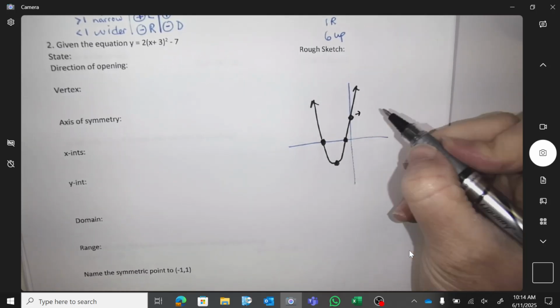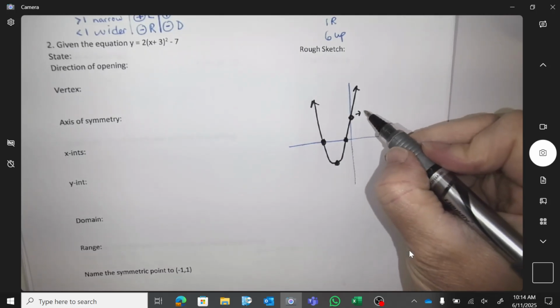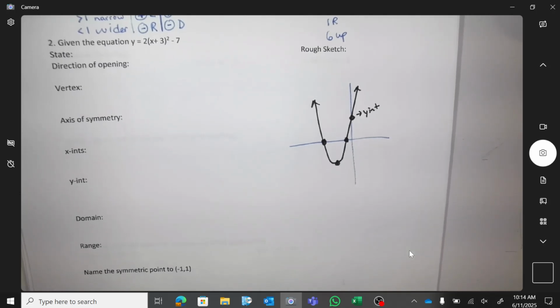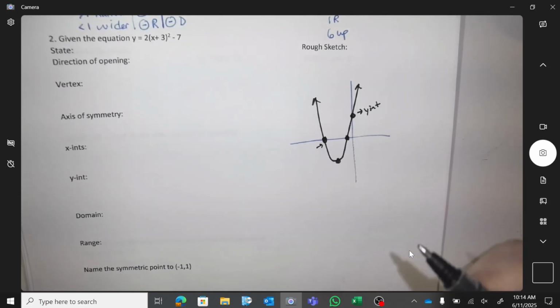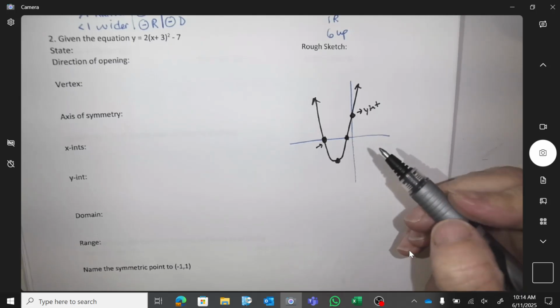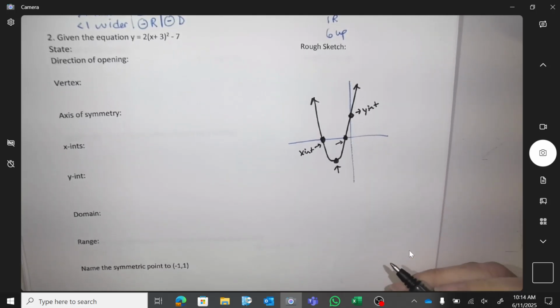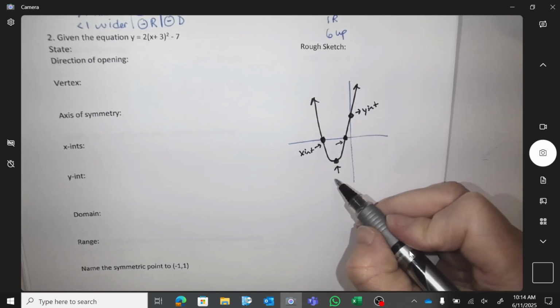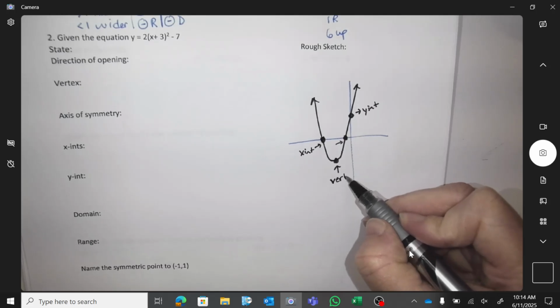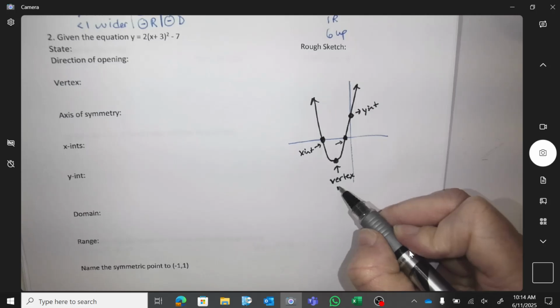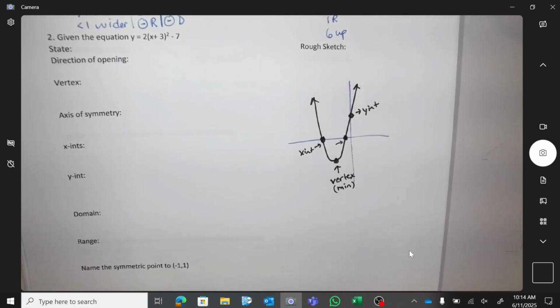What's the name of this point? The y-intercept. What's the name of this point? X-intercept. Same over here. What's the name of this point? What's it called? It's called a vertex, and specifically we can call it the minimum. Vertex has 2 options. It can be classified as a minimum or a maximum.